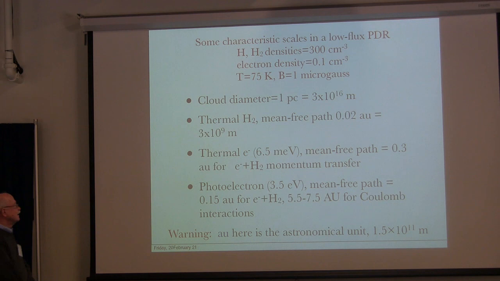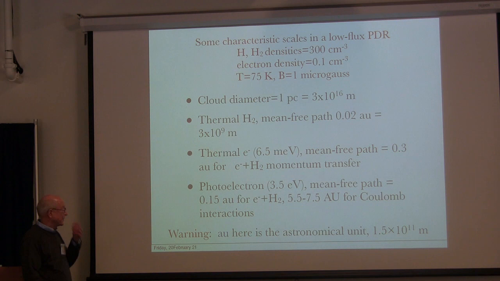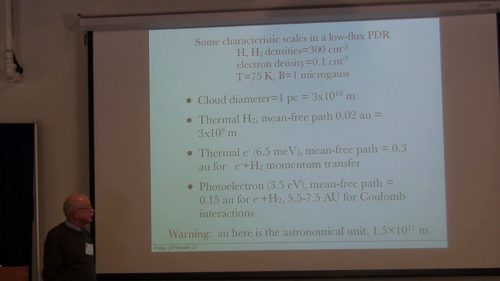Astronomers' unit for observable distance, a convenient distance unit. In our part of the galaxy, the average spacing between stars is of the order of magnitude of 1 parsec, which corresponds to a little more than 3 light years. The mean free path for thermal hydrogen molecules at this temperature is about 0.02 astronomical units, and that corresponds to 3 times 10 to the 9 meters.